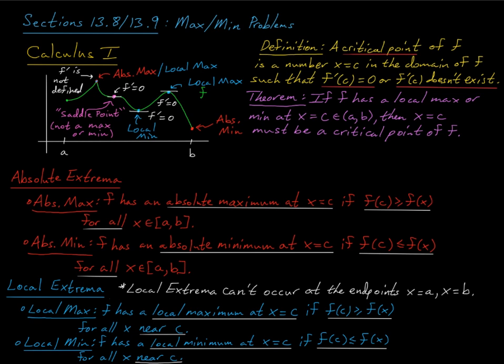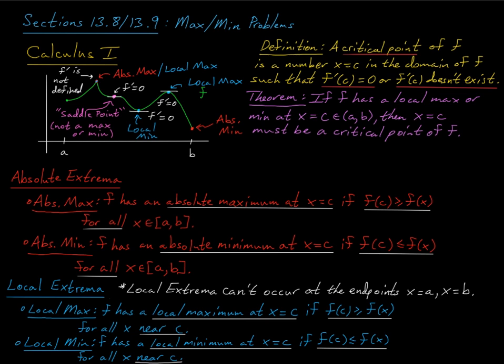An illustration of that is this saddle point. Here, I do have a flat spot. F prime is 0, so I do have a critical point here. However, this is not a local extrema. So it's possible to have critical points that don't correspond to local maxes or mins. That's what I'm calling a saddle point here. But turning this around, if we have a local extrema, it has to happen at a critical point.